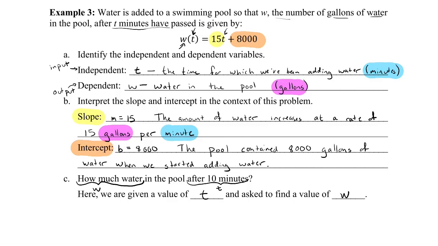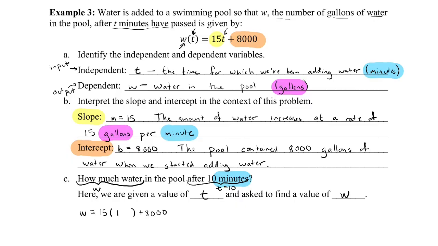Well, let's plug in the value that we know for T. In particular, we were just told that T is 10, right? Notice the units in which we were given the value of T matched the units of the variable T. Okay, so we were given the value of T and asked to find W. So I'm going to copy my equation, and I'm going to omit the function notation. I'm just going to write the variable W is equal to 15 times the value of T plus 8,000.